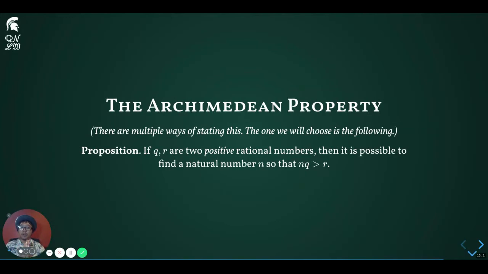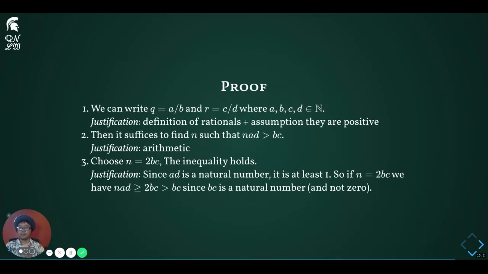Now we have reached the point of this lecture, the Archimedean property for the rational numbers. There are various ways of stating this, each equivalent to the others. We will pick one here as the primary one. Proposition: if Q and R are two positive rational numbers, then we can find a natural number n so that n times Q is strictly bigger than R. We begin with a proof of this proposition.